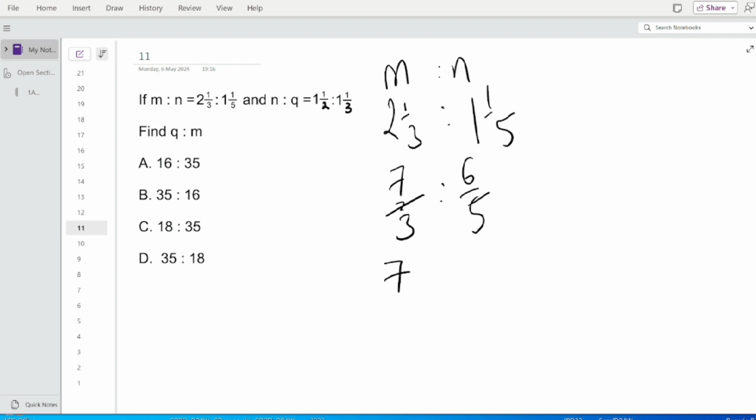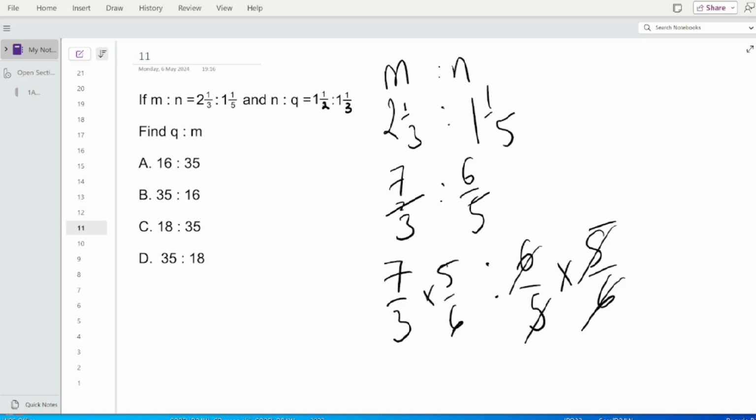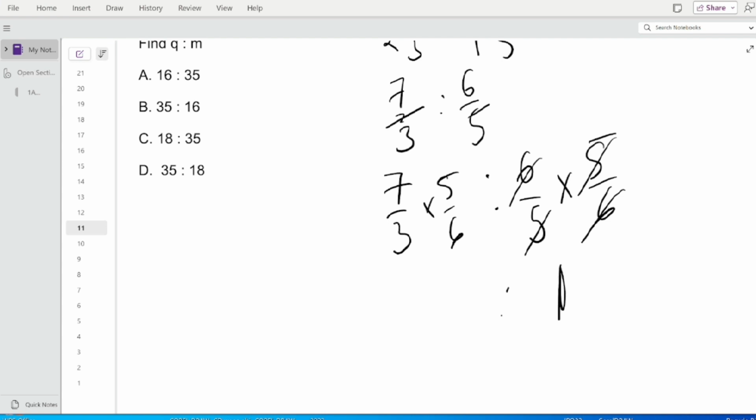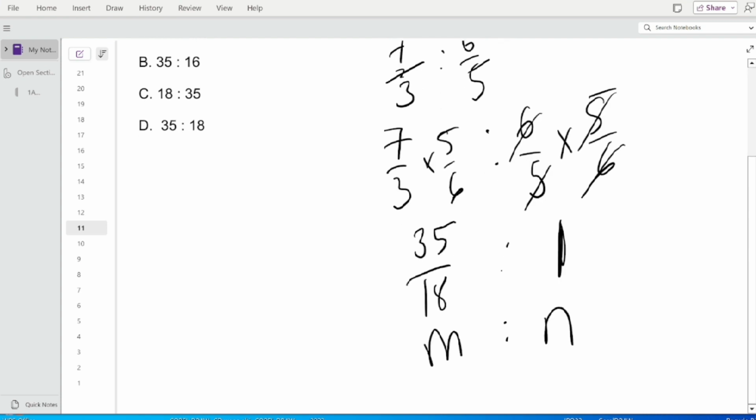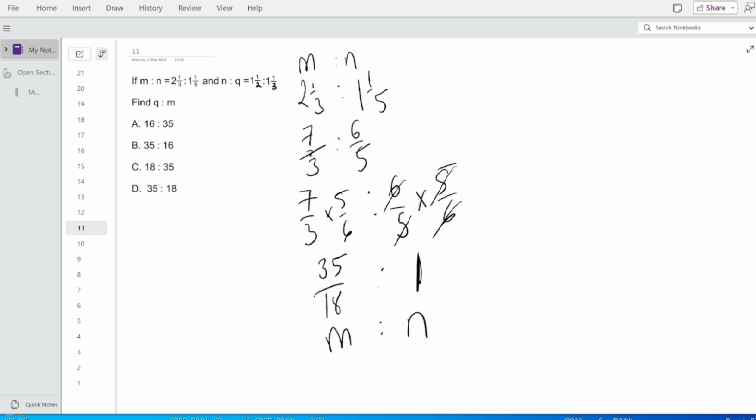So we have 7 over 3 on this side and 6 over 5 on this side times 5 over 6. So we're multiplying it by its multiplicative inverse, which is 5 over 6. And in maths, whatever you do to one side, you do to the other. So this is also times 5 over 6. This 6 cancels this 6, and this 5 cancels this 5. So we have our value of our ratio of n as 1. And since nothing can cancel on this side, of our m, we have 7 times 5 is 35 over 6 times 3 is 18. So the ratio of m to n is 35 over 18 ratio 1.